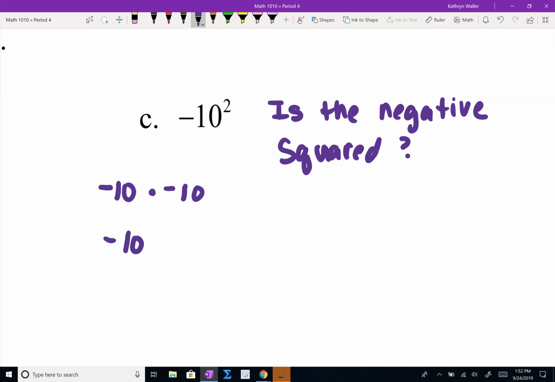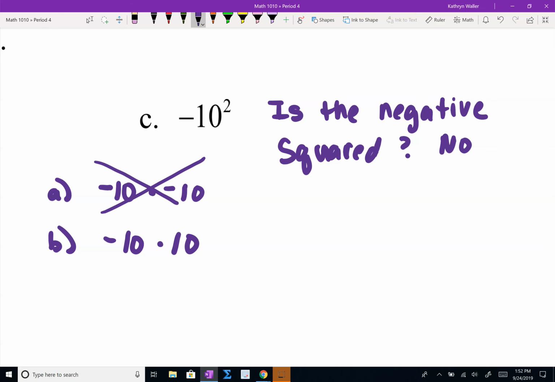This is a negative 10, or is it a negative 10 times 10? So is it A or is it B? It's one or the other. Which one is it? B. It is B. So is the negative squared, everybody? Yes or no? No, it's not. Okay, take your pencil and just very lightly cross over that.